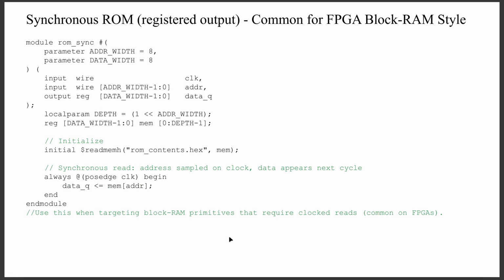Okay, and this is a synchronous ROM or registered output. And so, similar to before, we declare an address width and a data width, a clock, an address, and a data queue. We define our depth of our address width shifted by 1, and then we declare a mem array, and then we initialize. So we read the contents of ROM contents.hex into mem, and then we read from mem at the index address into data queue at every clock cycle.